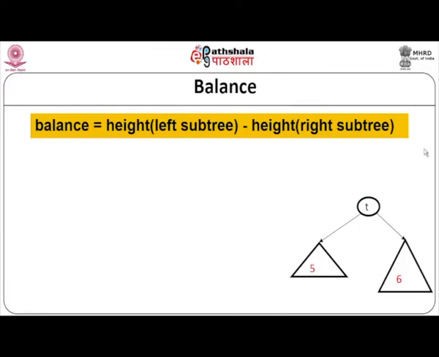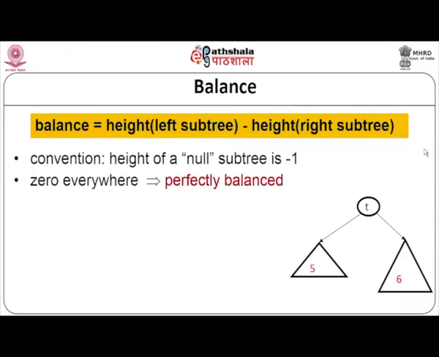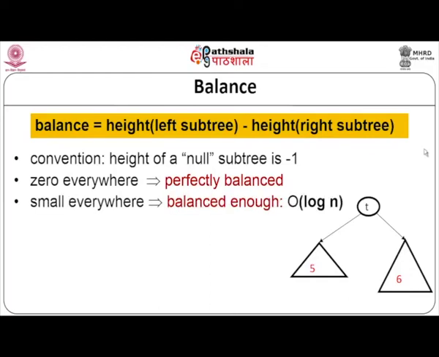So, balance is the height of the left subtree minus the height of the right subtree. For example, you have here a height of 5, here a height of 6, and we are assuming that the triangle is a balanced tree. The convention is that the height of a null subtree is taken to be minus 1, and 0 everywhere means it is perfectly balanced. If it is small everywhere, balanced enough, then we can do any operation in the order of log n. The maximum depth is 1.44 log n. We are not going to prove that, that is the maximum depth you can have.